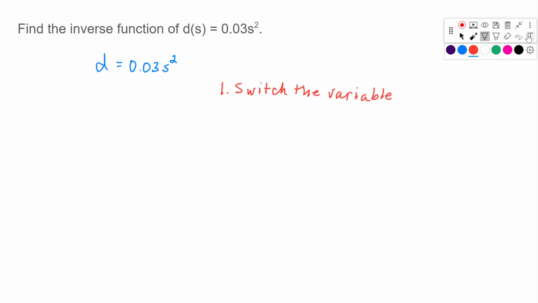Actually, no. I'm not going to switch the variables yet. I'm going to leave them just like they are for now. Sorry about that. What I'm going to do is undo the equation to get the s by itself. So to undo this, to get s by itself, I need to undo the multiply by 0.03. So I need to divide both sides by 0.03.